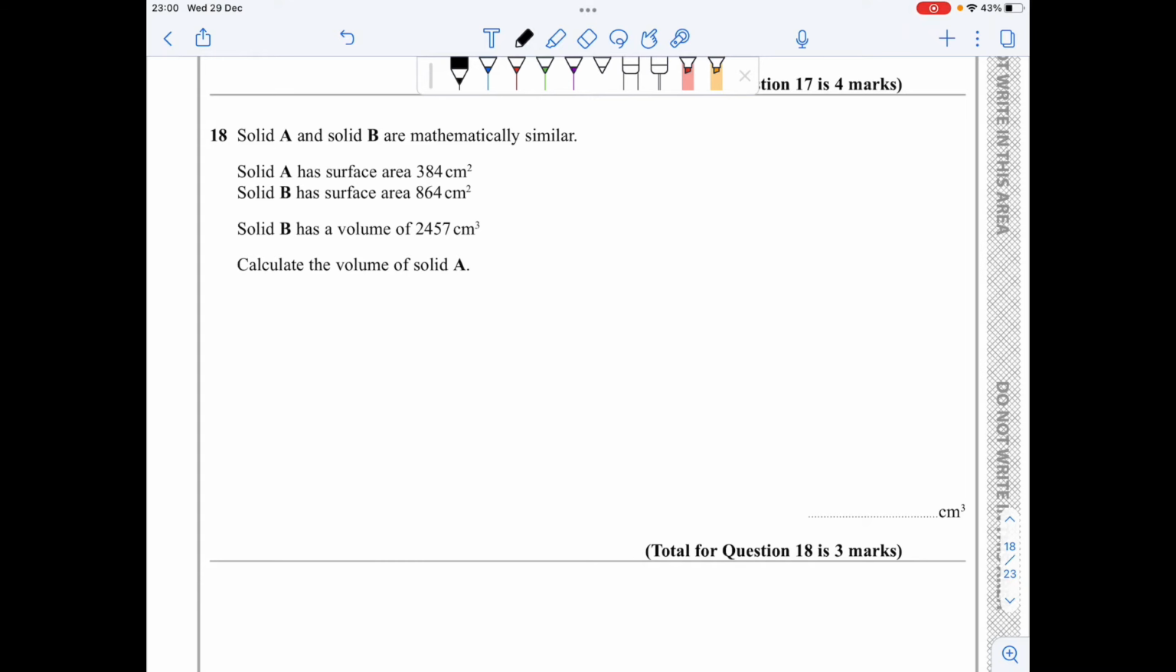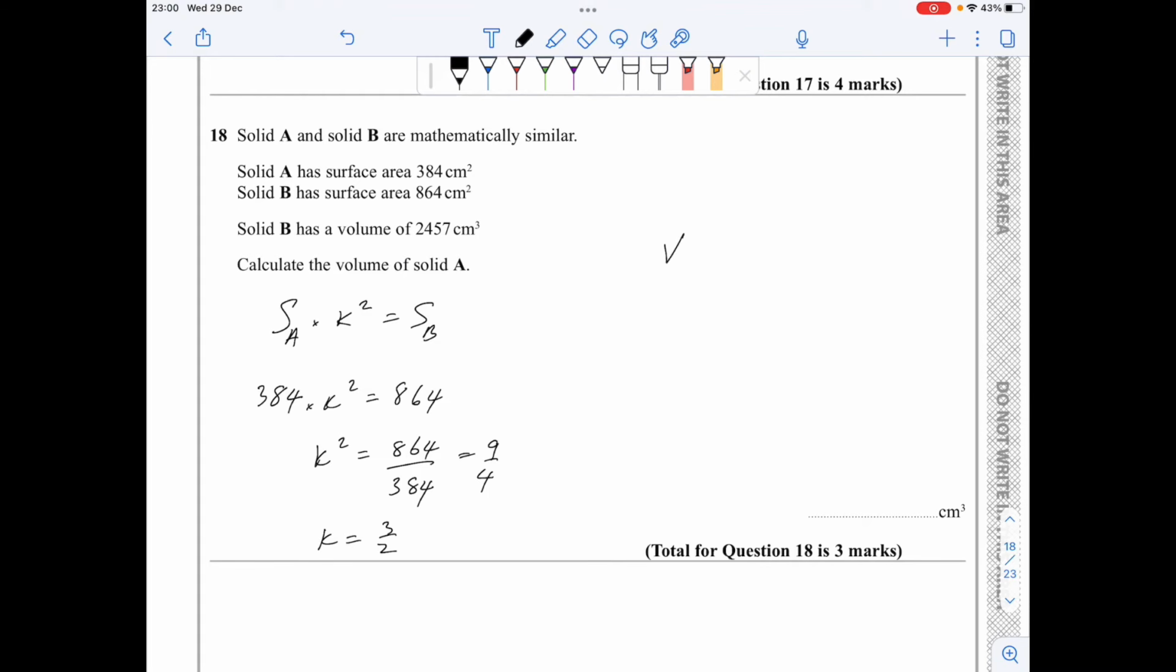Now, there are many ways to work out question 18. I prefer the scale factor method. Now, surface area of A times the scale factor squared must be equal to the surface area of B. The reason I have squared is because I have 2 dimensions for area. So 384 times k squared is equal to 864. So k squared is 864 over 384, which is 9 over 4. So k is the square root of this number, which is 3 over 2.